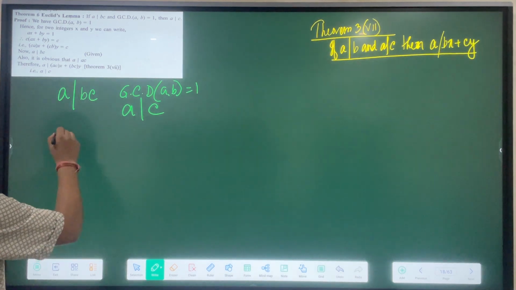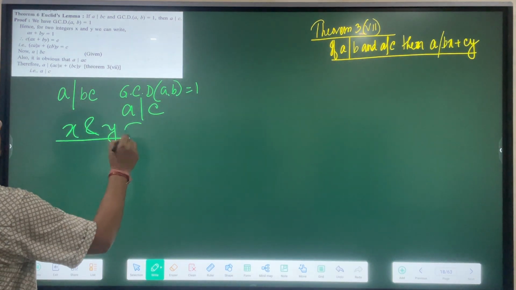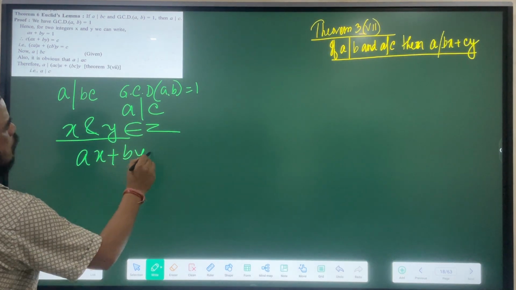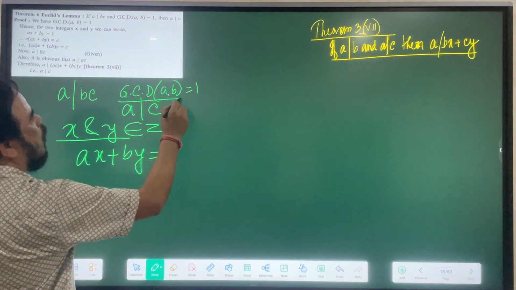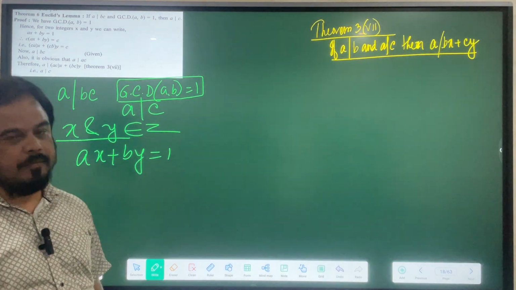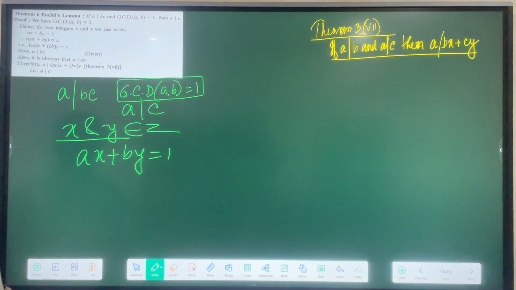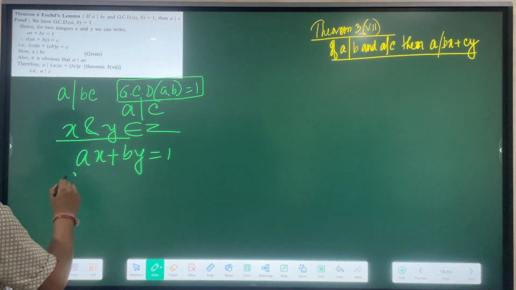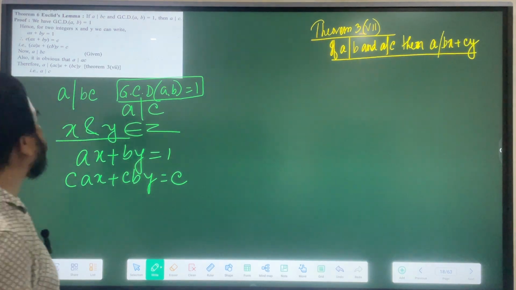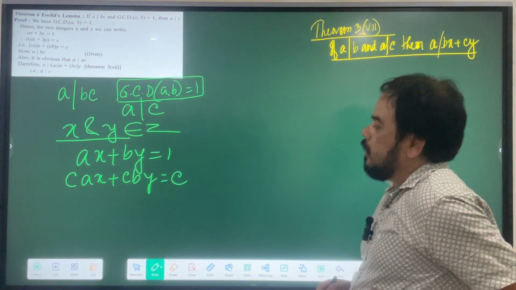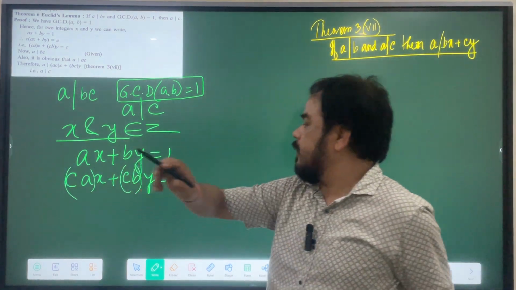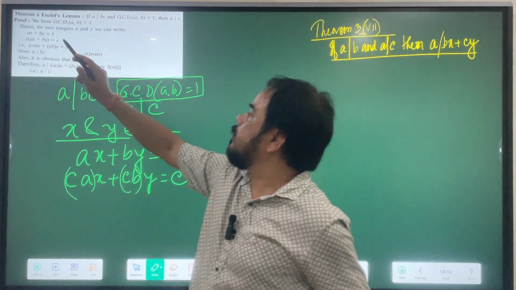For any two integers X and Y, AX plus BY equals 1. Why? Because GCD of A and B is equal to 1, according to the theorem AX plus BY equals 1. So here also we will multiply by C on both sides. CAX plus CBY equals C. Then C is multiplied, so here you can put brackets. This is what is done here, CAX plus CBY.